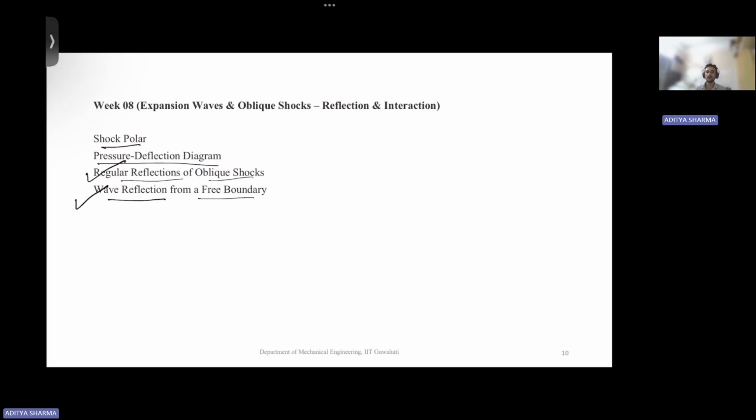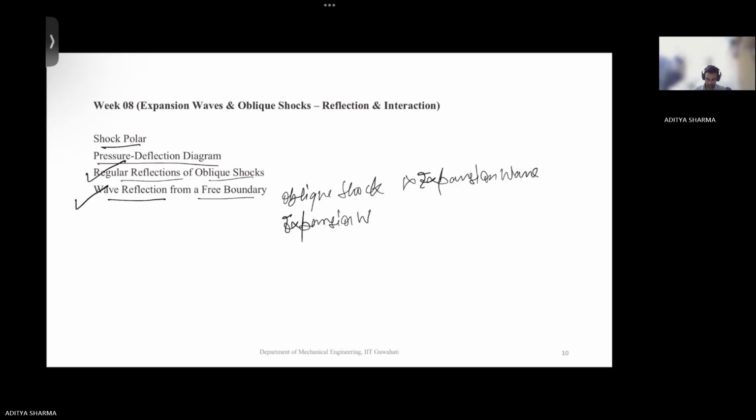So at the exit of a jet, you can see such free boundaries. Okay. So what happens is that your oblique shock gets reflected as an expansion wave, and your expansion wave gets reflected as an oblique shock. So this is there, in short, in your wave reflection from a free boundary. Okay.